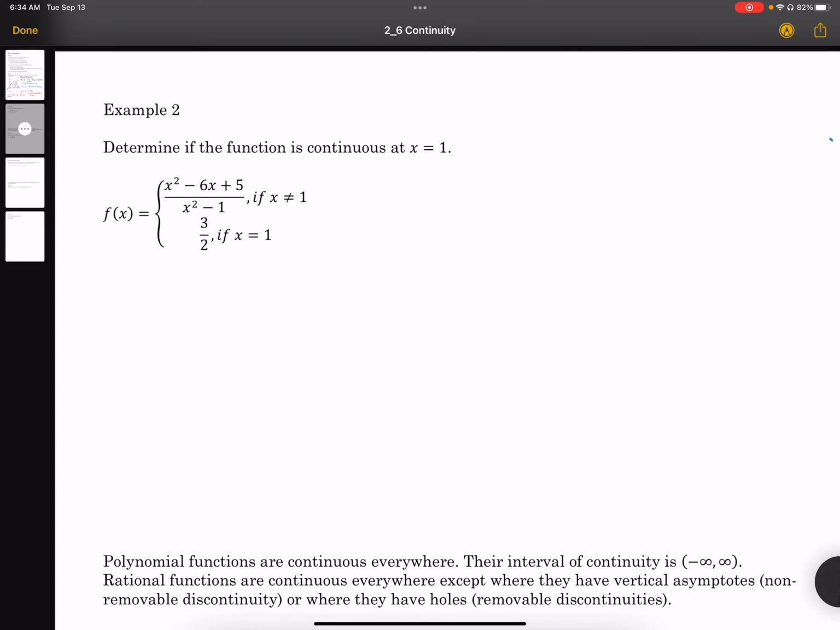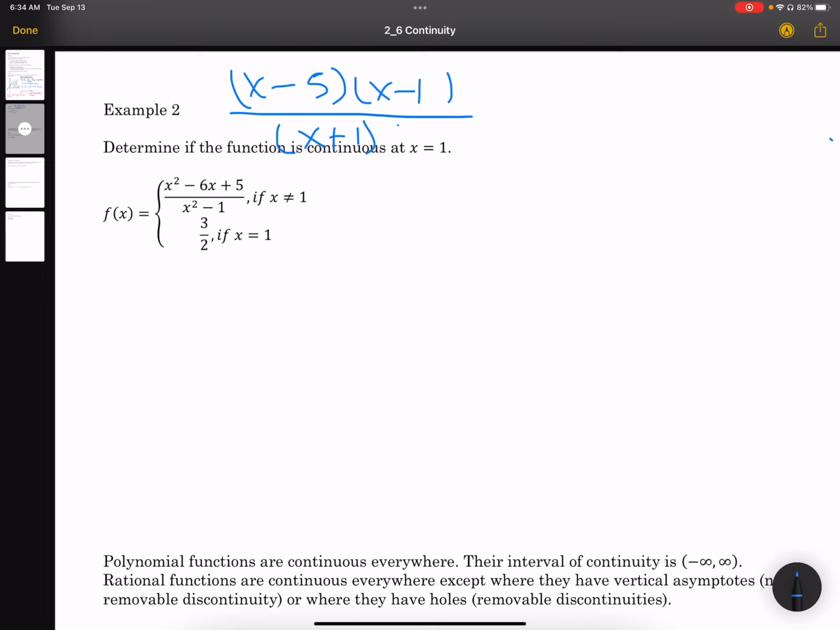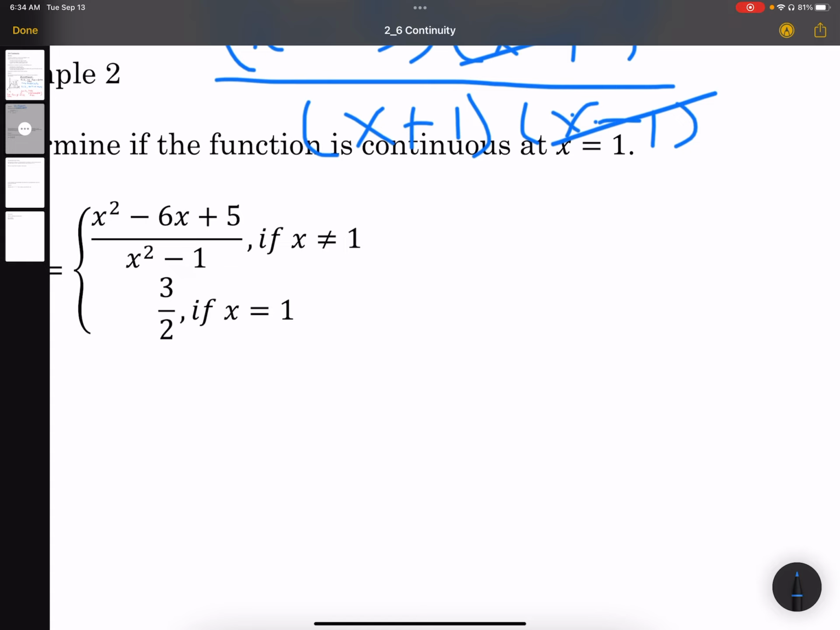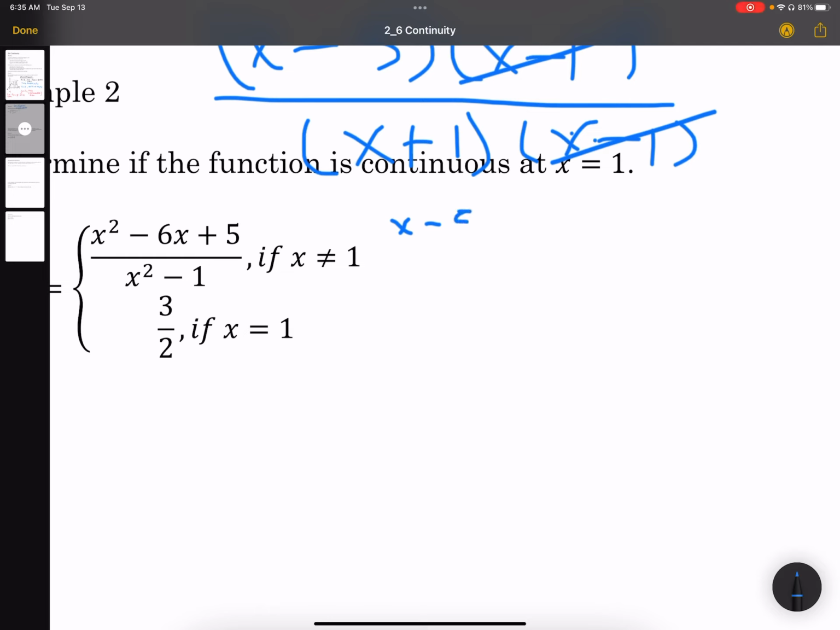So x squared minus 6x plus 5 is going to be x minus 5 times x minus 1, and then divided by x plus 1 and x minus 1. So obviously our x minus 1s cancel. So we can rewrite this function to be x minus 5 divided by x plus 1, if x isn't equal to 1.